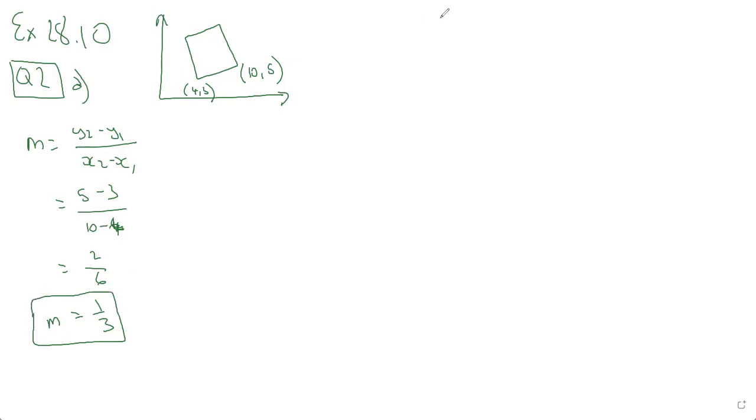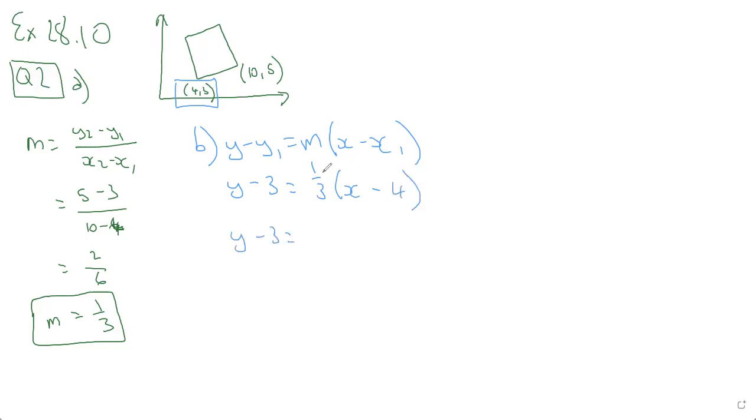Right, the next thing I'm going to do, let's just change colors. So B is asking me to find the equation of the line. So I'm going to pick either point. I'm just going to pick the first point because I can, and I'm going to use my straight line equation. Remember this one? So now I know the y coordinate is 3, and I know my slope is 1/3, and my x coordinate is 4. Okay, now I'm going to distribute these brackets. So 1/3 x minus 4/3.